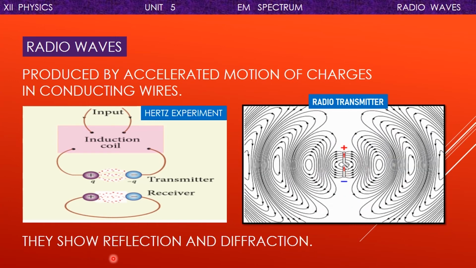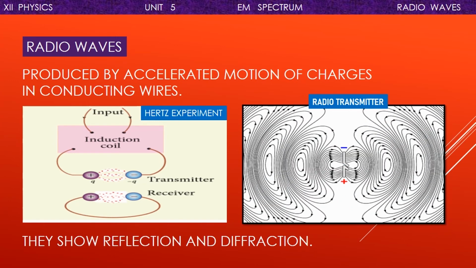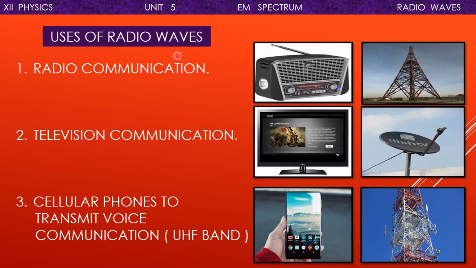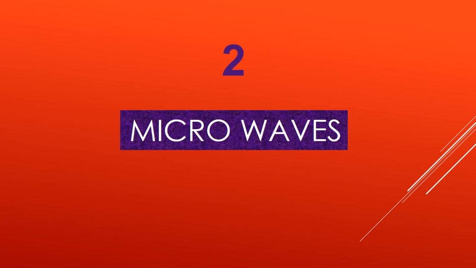Radio waves show reflection and diffraction. Uses of radio waves: radio waves are used in radio communication, television communication, and in cellular phones to transmit voice communication in the ultra-high frequency band.